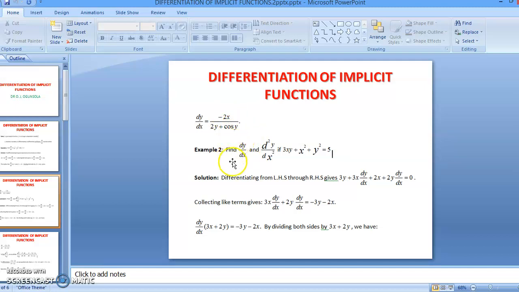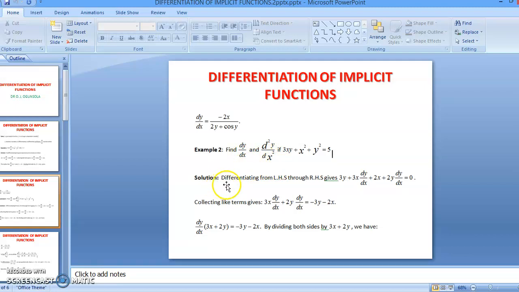Let's look at example 2. Find dy/dx and d squared y over dx squared if 3xy plus x squared plus y squared is equal to 5. We are asked two questions for one example here. The first one is to find dy/dx, and the second one is to find d squared y over dx squared.